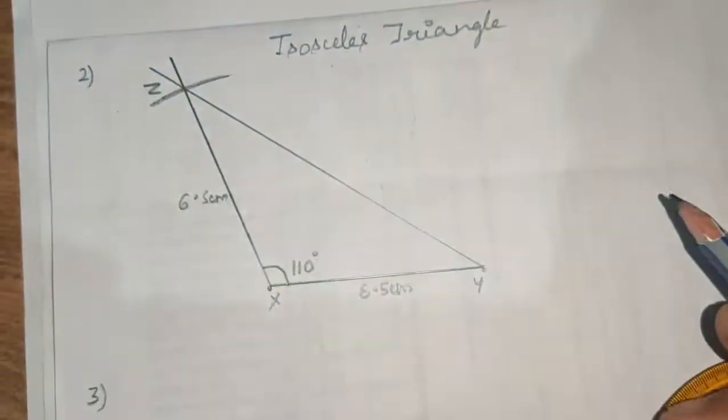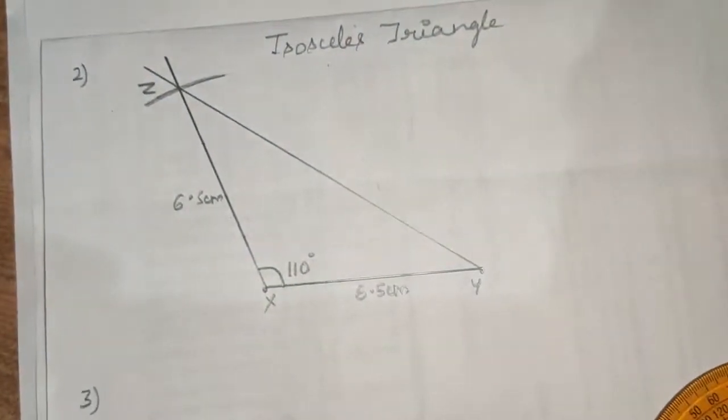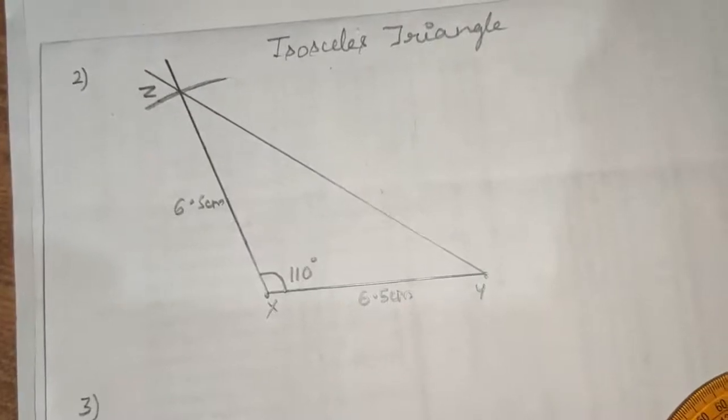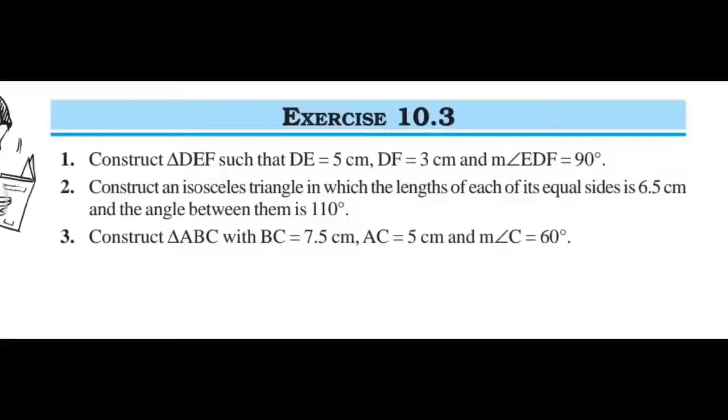Now this is the isosceles triangle that the question wants to form. Now this is question number 3. Construct triangle ABC with BC equal to 7.5 centimeter, AC equal to 5 centimeter, and angle C equal to 60 degree. So this 60 degree we will form using compass.